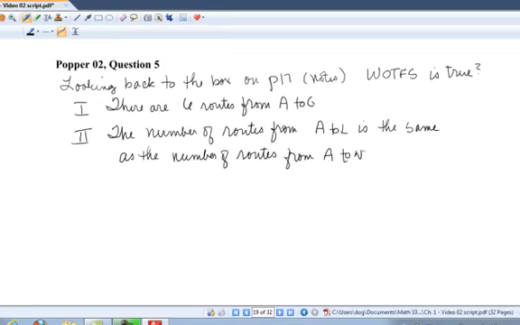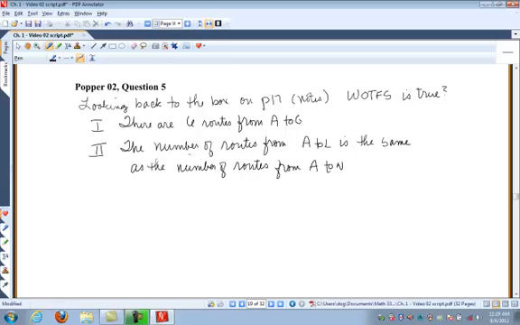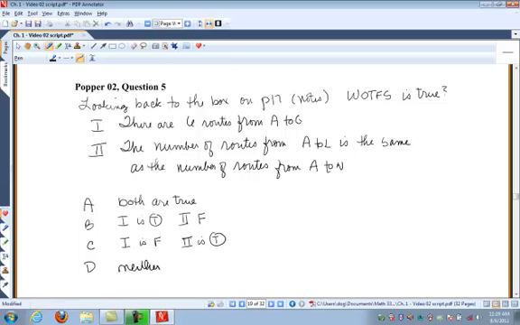So here are my statements. 1: There are 6 roots from A to G. 2: The number of roots from A to L is the same as the number of roots from A to N. A. Both are true. B. 1 is true and 2 is false. C. 1 is false and 2 is true. Or D. Neither of them is true.